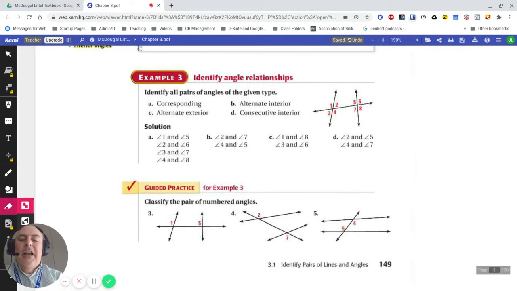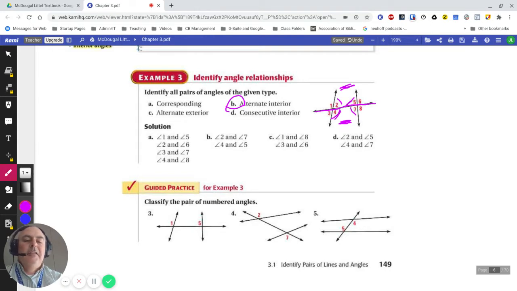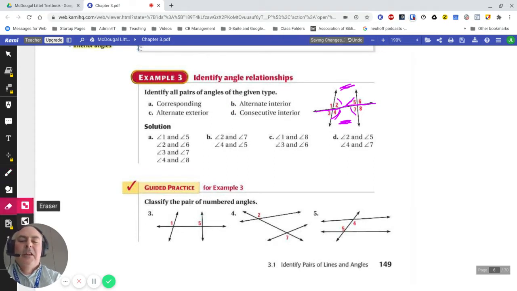So, when I draw this out, I can identify my relationships. Let's take a look at Part B. What are my alternate interior angles? Well, interior is going to mean inside the two lines. Here's my transversal, so alternate will be 2 and 7, 4 and 5, alternating the sides of the transversal inside my original two lines.